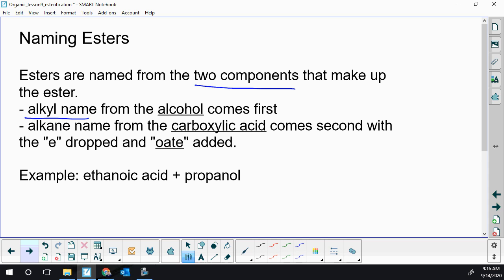The second part of the name is going to be an alkane corresponding name of the acid. So we're going to drop the E and add an OATE ending. On the previous slide, we have propanoic acid. We're going to go propanoate, and that'll be the second part of our name.